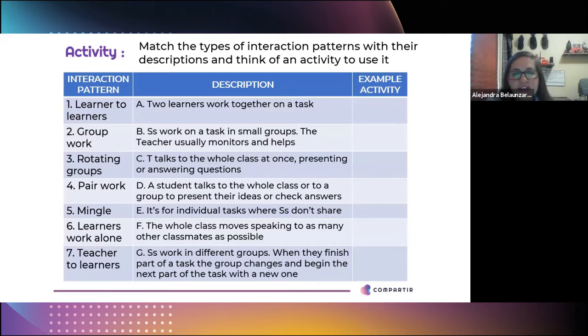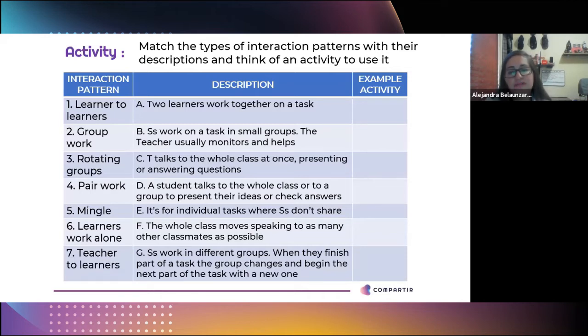And then I have a student talks to the whole class or to a group to present their ideas or check answers. How do I call that? What interaction pattern is it? Number 1, learner to learners, okay? And which are example activities in which I can use this interaction pattern? Expositions. Can you think of any other?